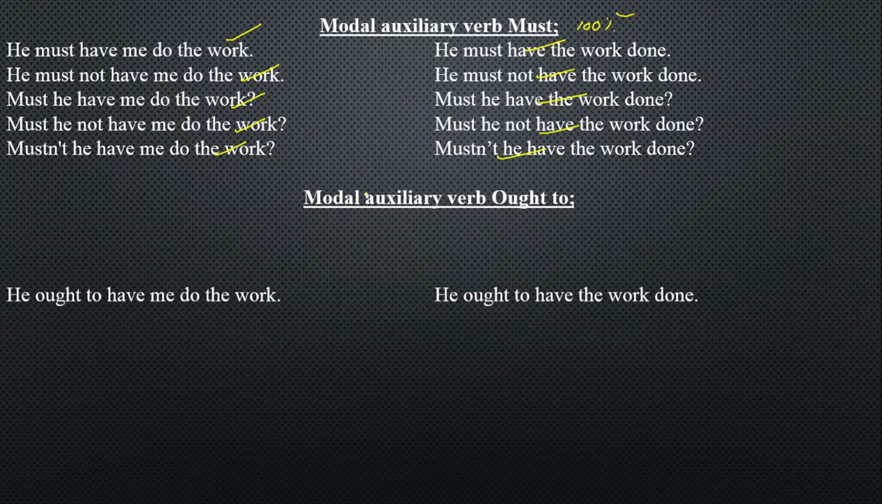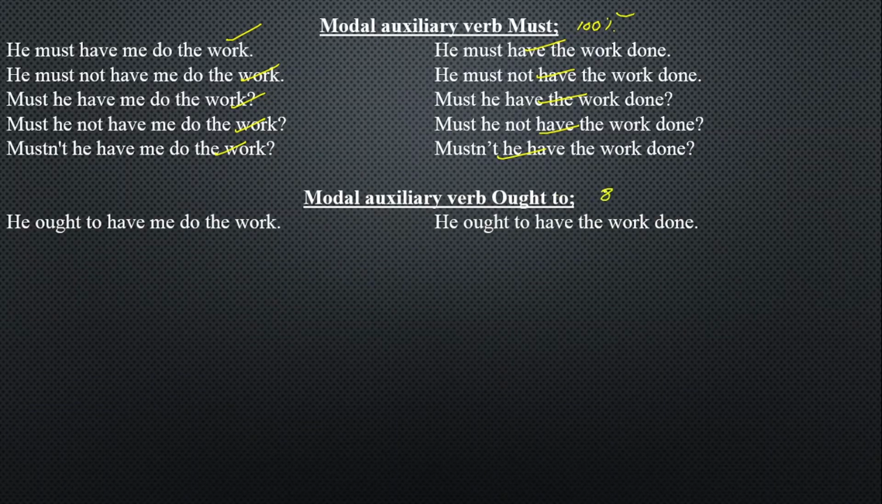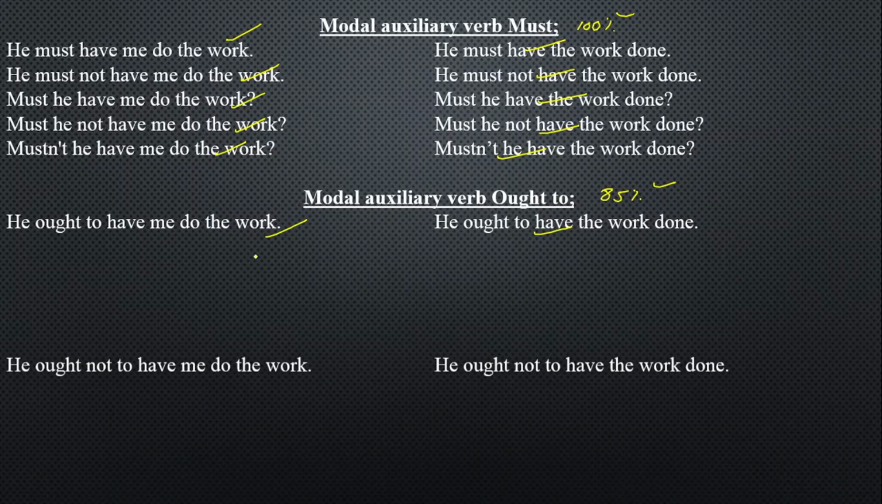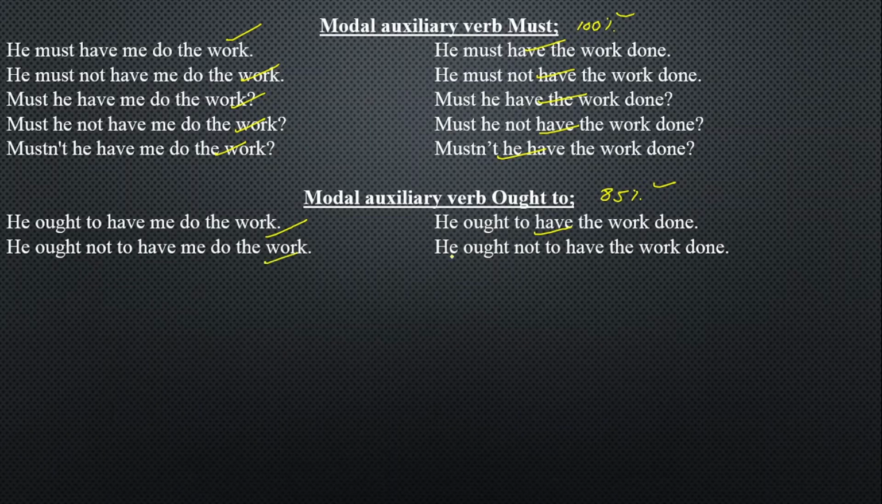Next, we have got the modal auxiliary verb ought to, which is used for 85% possibility. He ought to have me do the work. He ought to have the work done. He ought not to have me do the work. He ought not to have the work done.